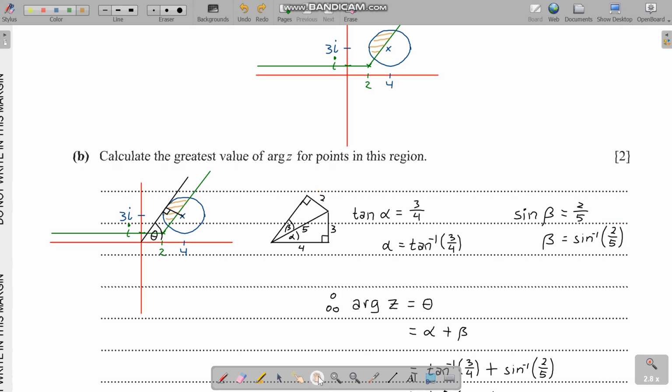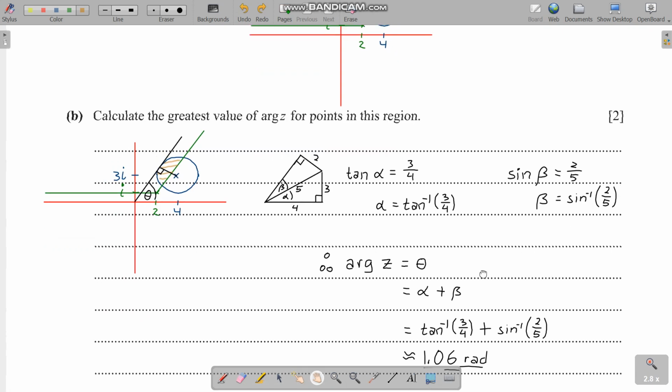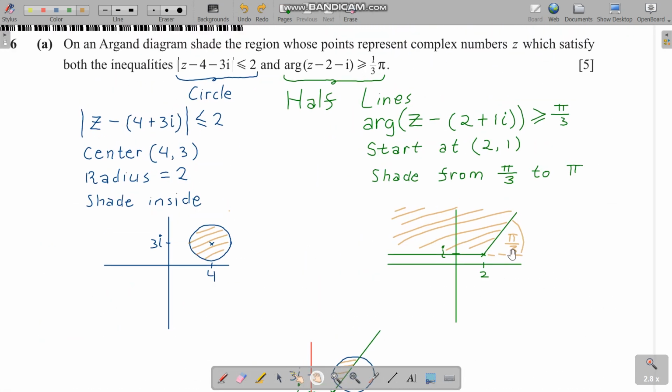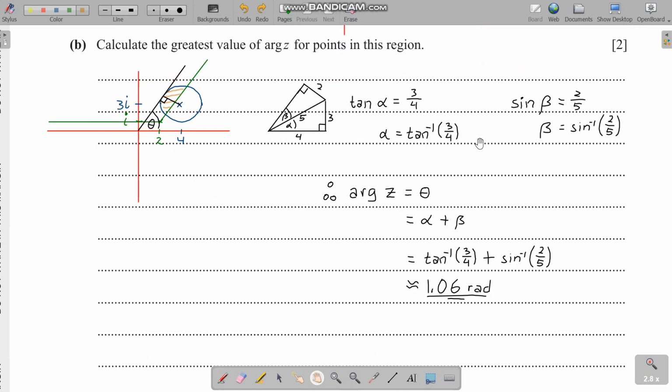Now that we have alpha and beta, we are looking for theta, so we add alpha and beta. Use your calculator, inverse tangent 3/4 plus inverse sine 2/5, you get 1.06 in radians.